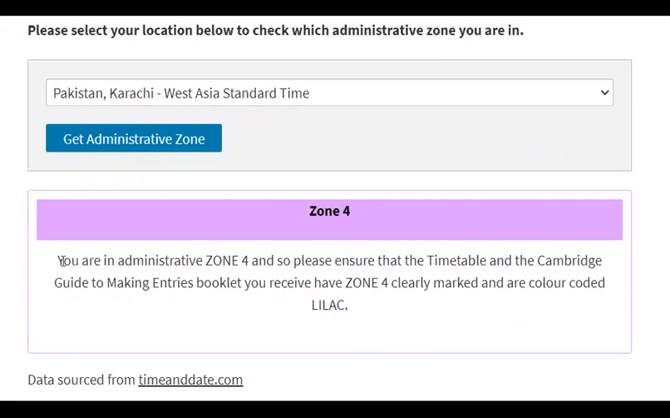If you can read over here that you are in the administrative zone 4, please ensure that the timetable and the Cambridge Guide to Making Entries booklet you receive have zone 4 clearly marked and are color coded lilac. This is the color lilac that will be found on our timetables and entry books.